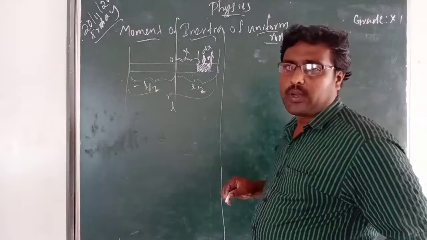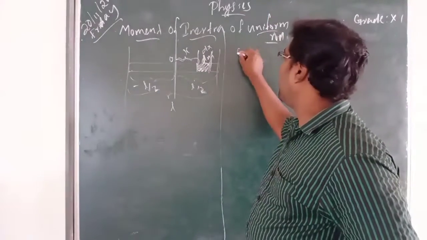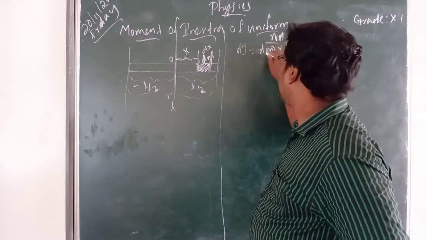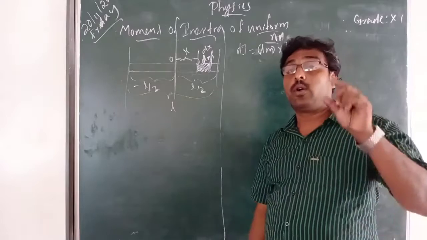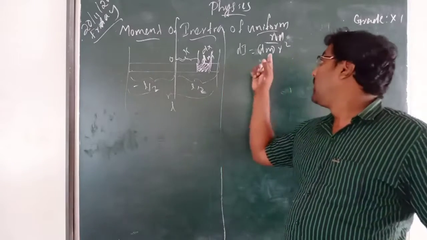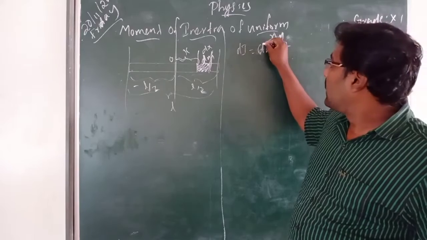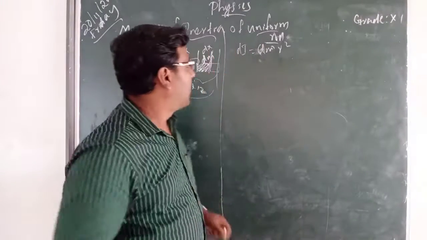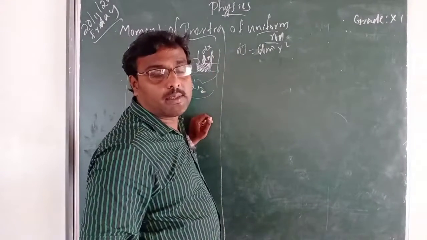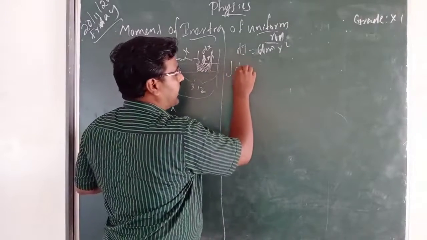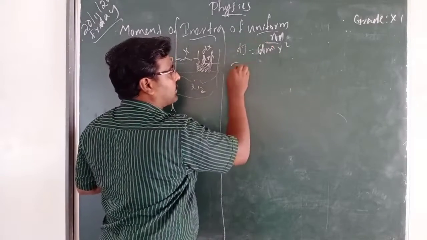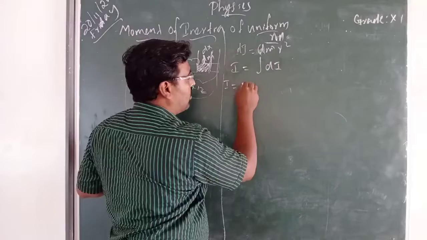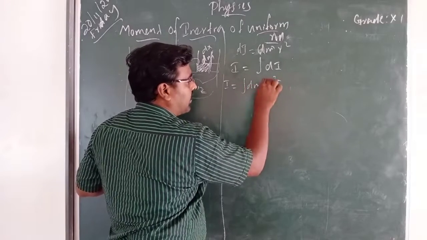Now, you know the moment of inertia formula: dI is equal to dm r square. This dI is for an infinitesimal object, where we use dm r square, and r means distance. This is our basic formula. Now we have to find the moment of inertia by integrating this. So I is the integration of dI, which is the integration of dm r square.